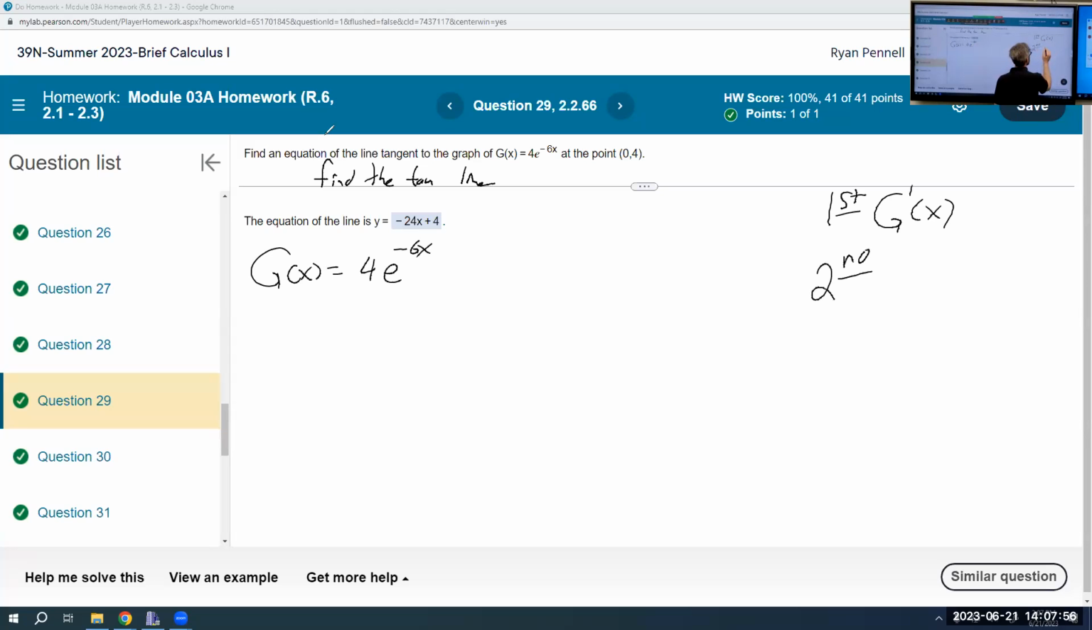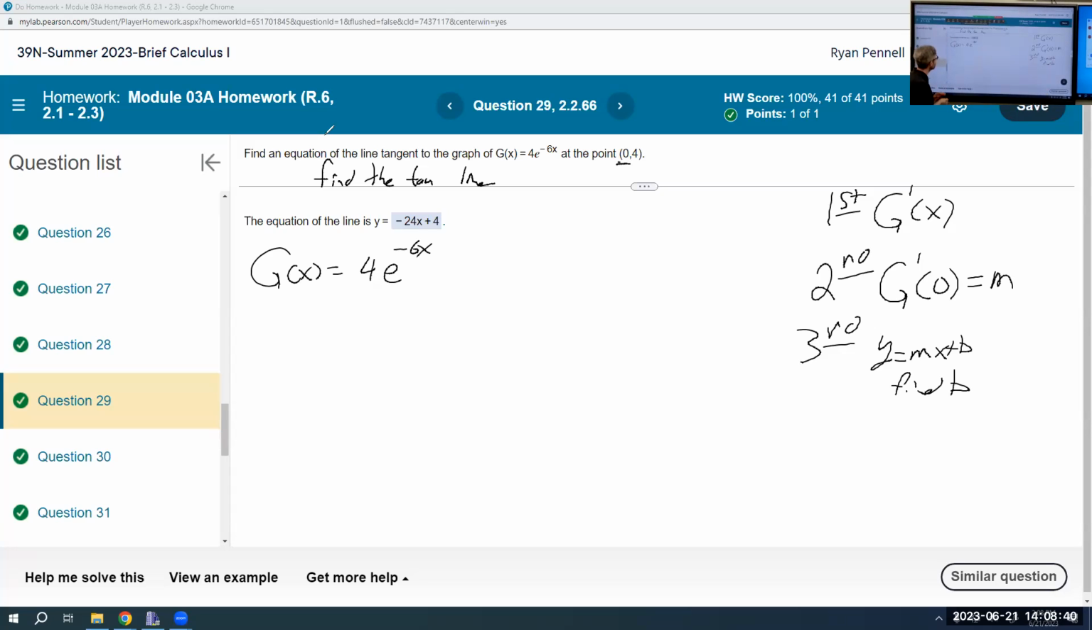Second step, g prime of whatever point they give us. In this case, that's 0, but that changes from problem to problem. They want the tangent line at this point, so I'm going to evaluate it at 0. This gives me my slope. That gives me the slope of the line. Third, y equals mx plus b. Find b. I'm going to find that y-intercept. That's the steps I want to take.